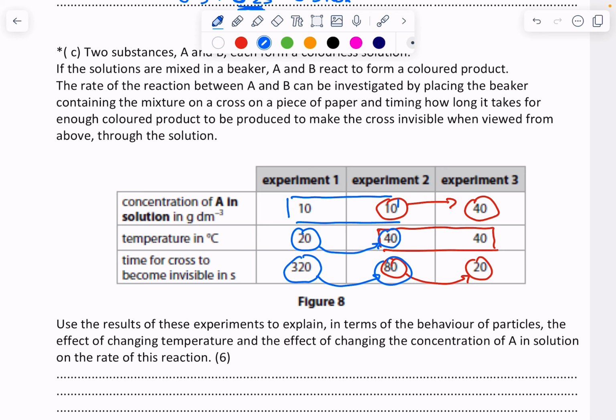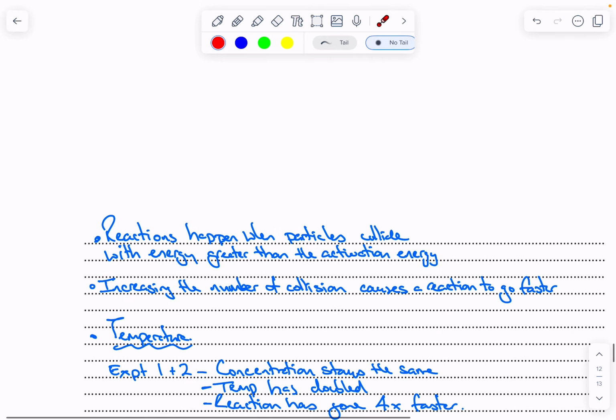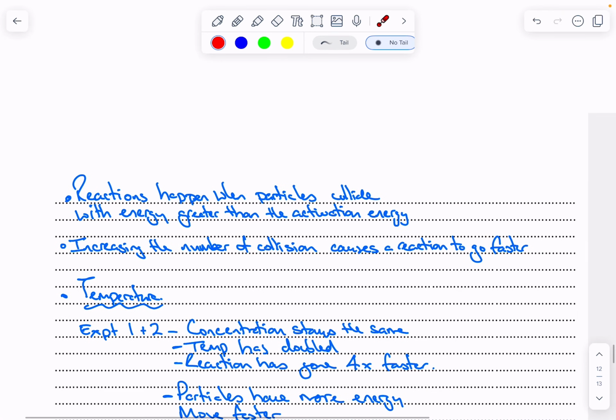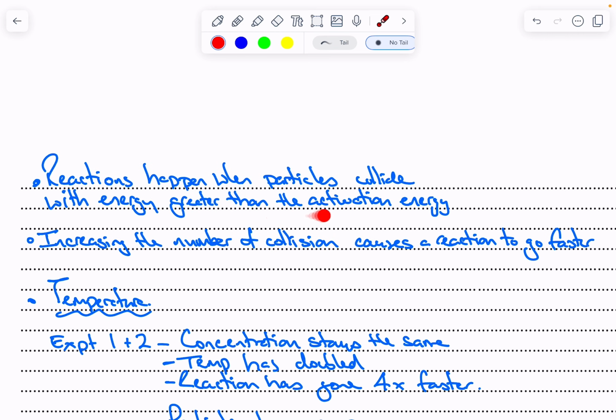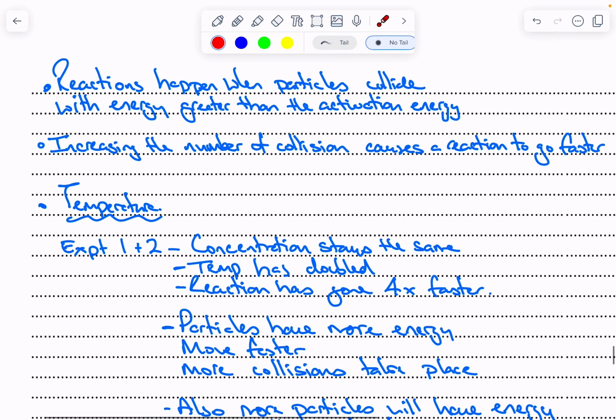So in terms of putting this all together, I've made some notes to speed up the sharing of this with you. It's worth stressing to them that reactions happen when particles collide, and they have to collide with energy greater than the activation energy. So anything we do that increases the number of collisions will cause this reaction to go faster. Okay? So the first one, temperature, I'm using experiments 1 and 2.